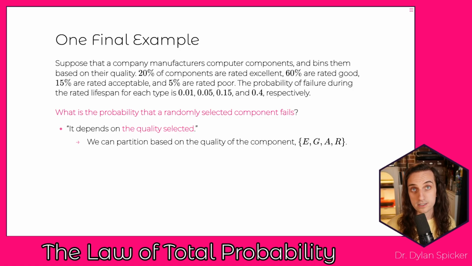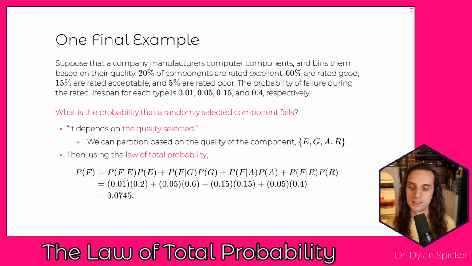We're going to partition based on the quality of the component, either excellent, good, acceptable, or poor. And we're using an R for poor here so that we don't have an extra P floating around in our probability notation. And then we use our law of total probability, right? And we should be getting comfortable with writing this down now. We want the probability of F. So that's F given E times probability of E, F given G times probability of G, F given A times the probability of A, F given R times the probability of R.